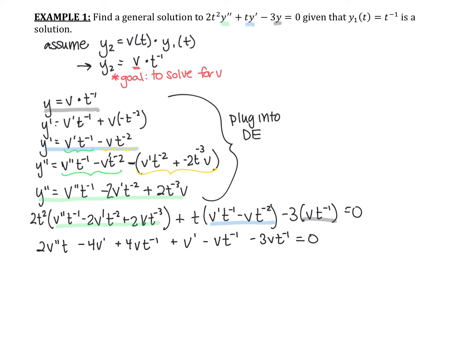And now let's combine like terms. Because I think I have like terms here. V prime, just v prime. Okay, that goes. And then vt to the negative 1, I've got several of those. They all cancel? Yeah, they do. Okay, so we've got 2v double prime t minus 3v prime equals 0. See, it wasn't that bad.